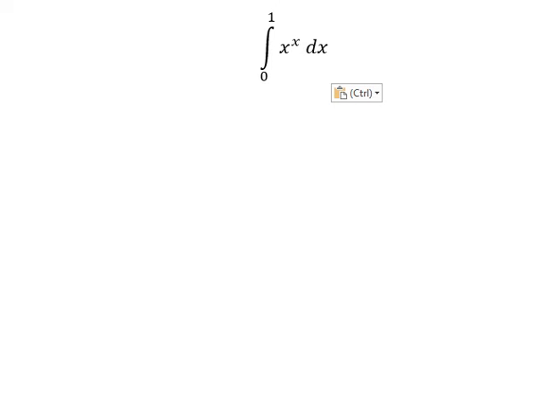So today I will talk about calculus. The topic today is about integration. So now I will show you how to answer. We have the formula in here.